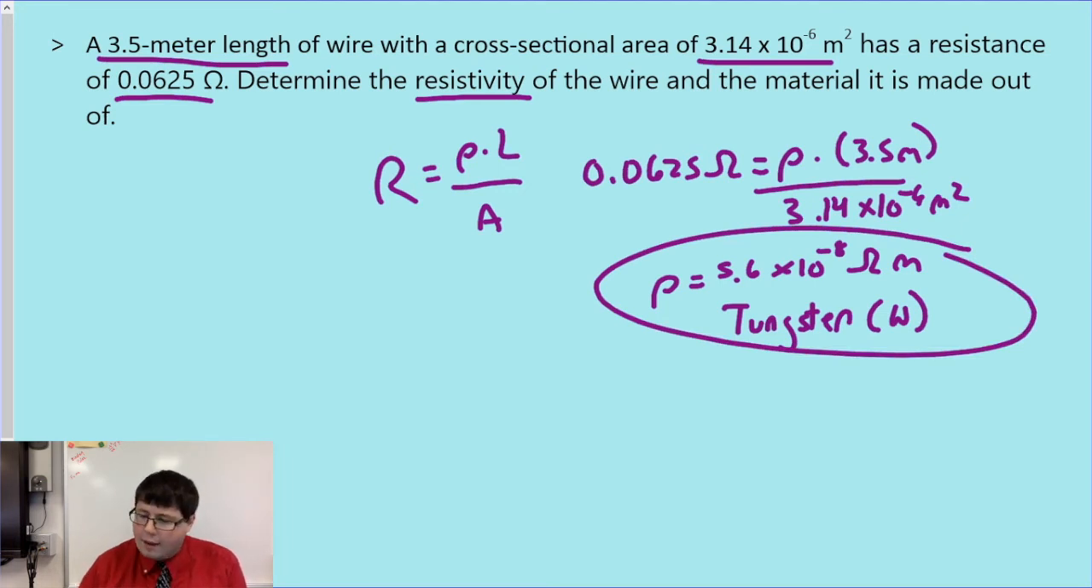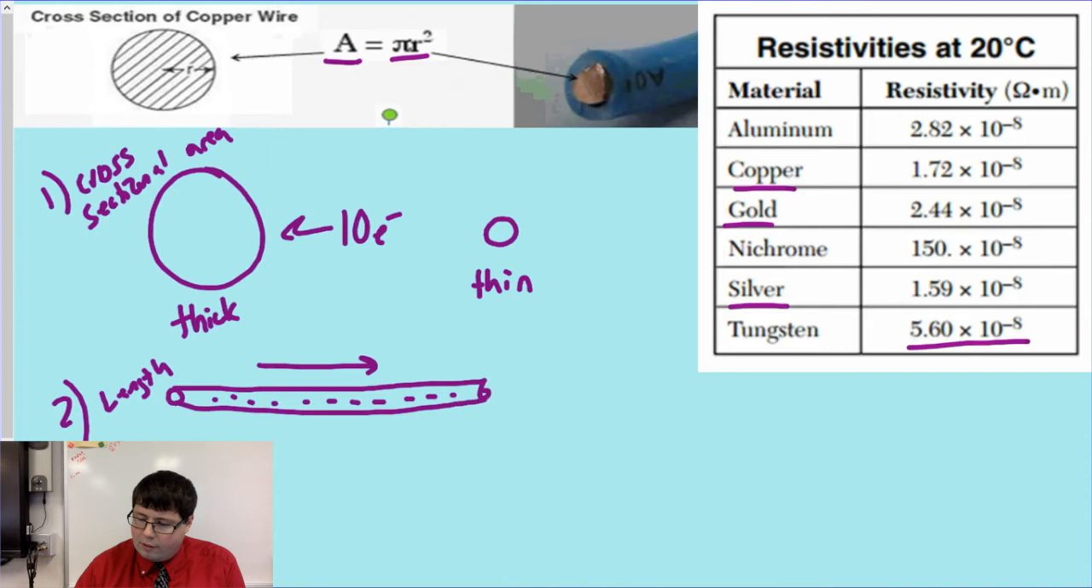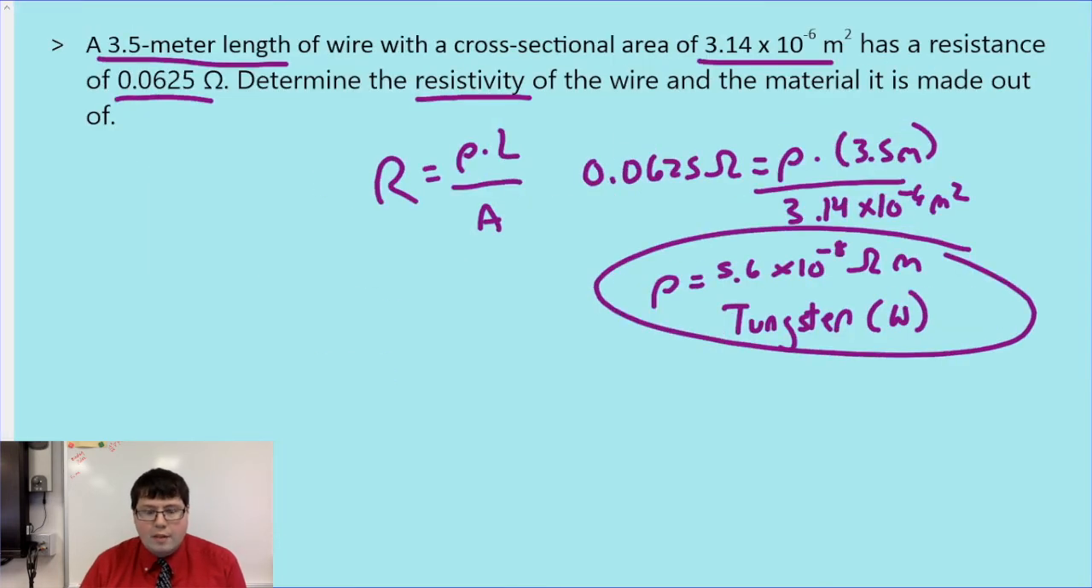Okay, let's go back and take a look at one thing on that reference table. Kind of caught my eye. Take a look up here. See how they say those are resistivities at 20 degrees Celsius? That should tell us something. It should tell us that resistivity changes with temperature. I want you to think about that for a second. Why would resistivity change with temperature?